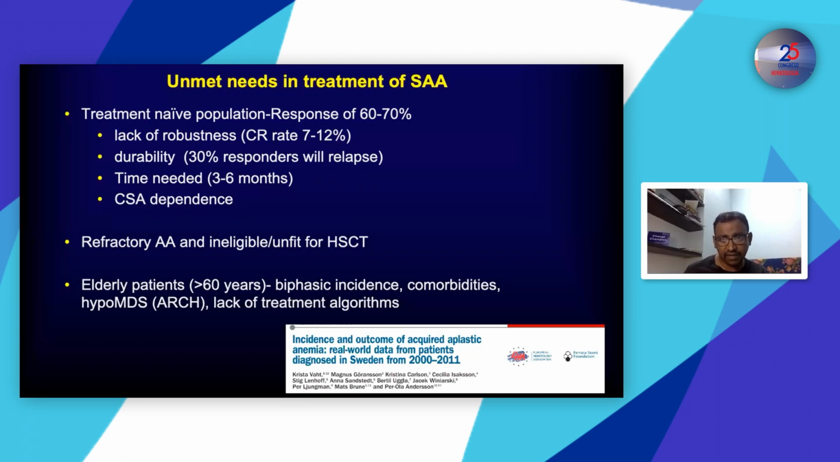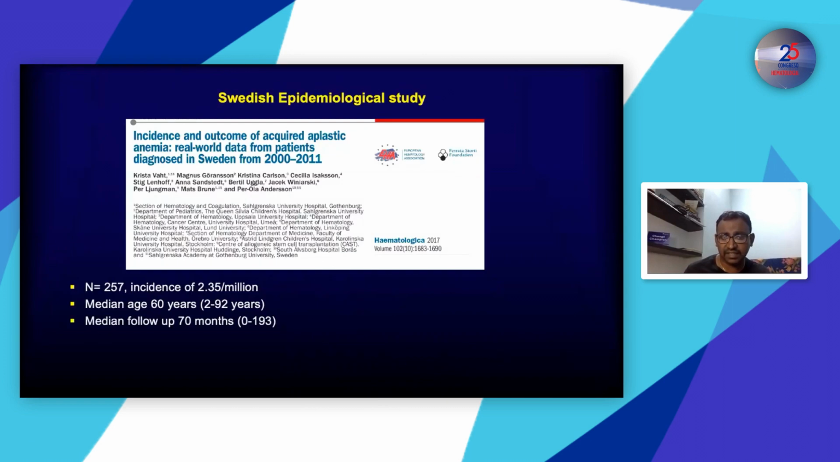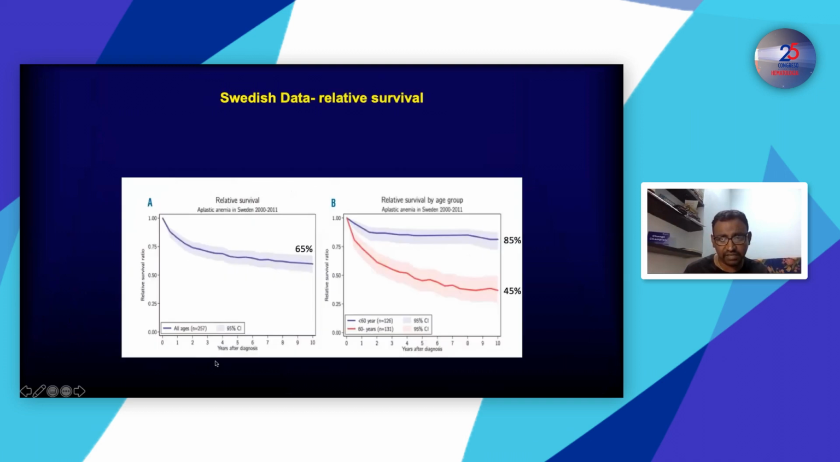But there are still a number of unmet needs in aplastic anemia, predominantly in resource-poor countries as well, because in the treatment-naive population, we know that there is a lack of robustness and durability, there is a time needed, and there is cyclosporin dependence and toxicity as well. Patients who are refractory become ineligible for transplant, and the elderly patients, with a biphasic incidence, are quite significantly affected, which is why this data from the Swedish real-world group is important, because here the median age was 60 years, and you could see that only 10% of patients underwent transplantation.